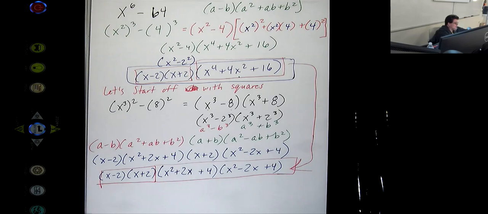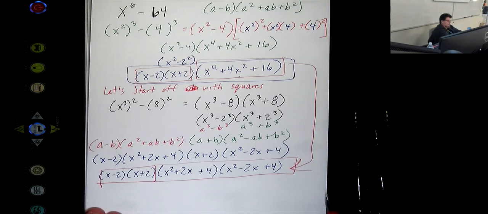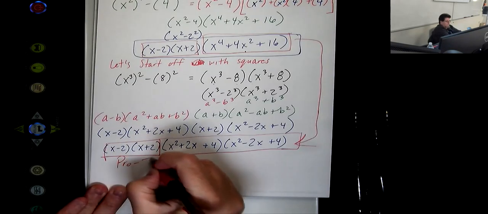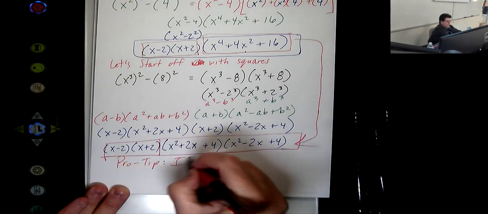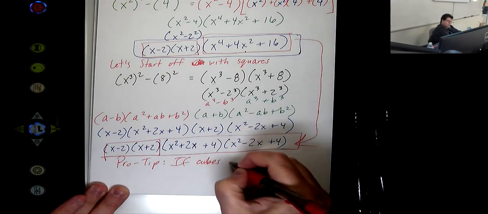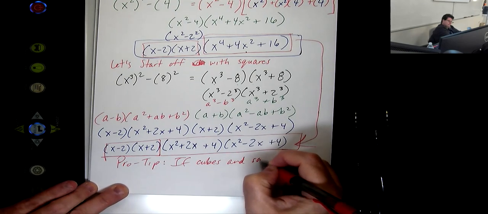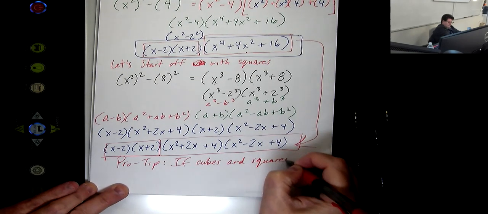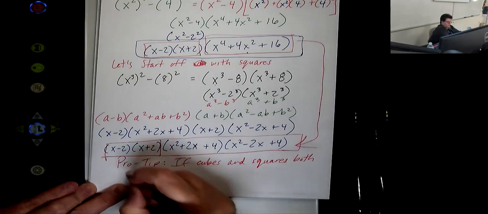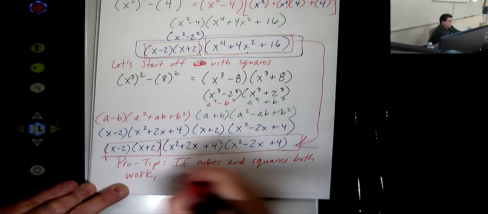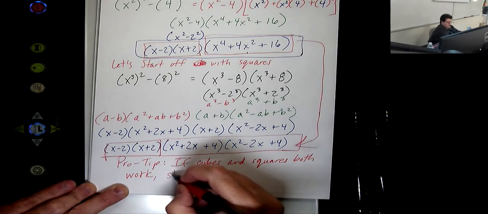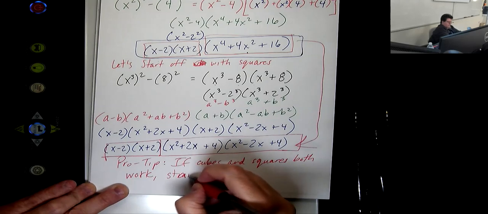So, pro tip. If cubes and squares both work, start with the squares.